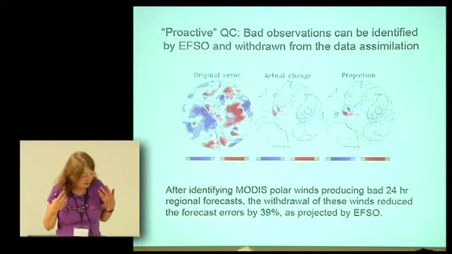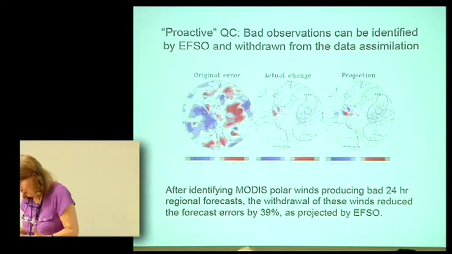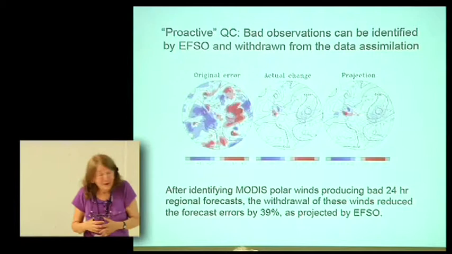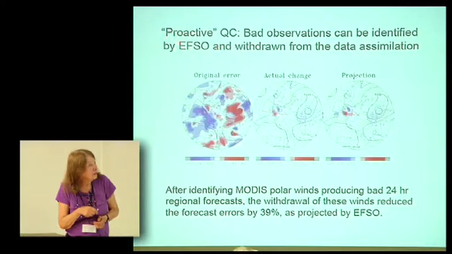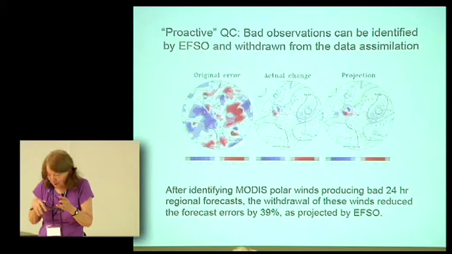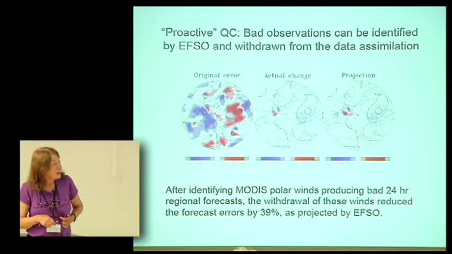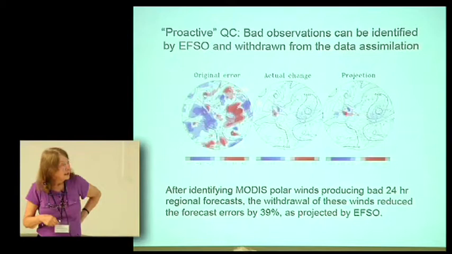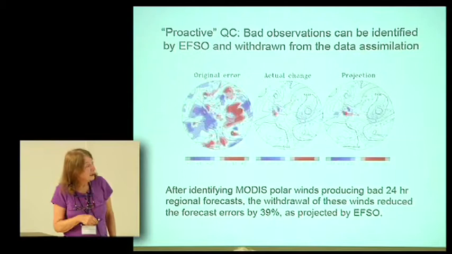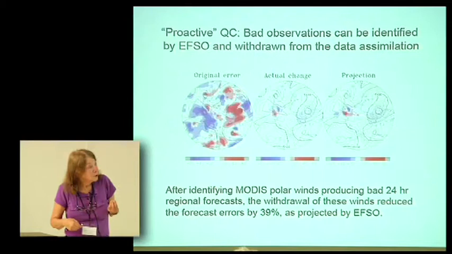The reason I was interested in doing this regional verification is that we could do a quality control of the observations in a very active way. This ensemble forecast sensitivity to observations tells us what the impact of each piece of data was on the 24-hour forecast. After the 24-hour forecast, this is the original error, and in this particular region, the satellite winds in high latitudes had a negative impact, and we could identify that it had a negative impact.